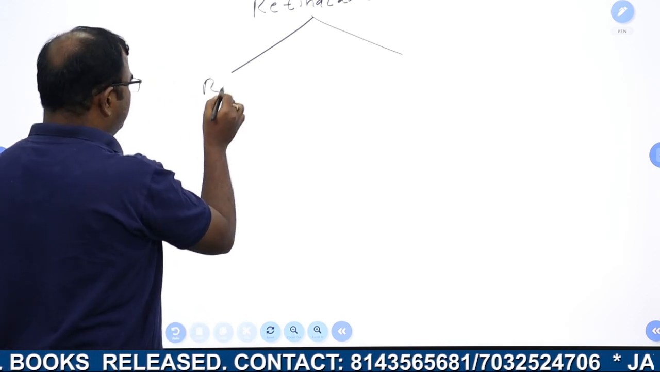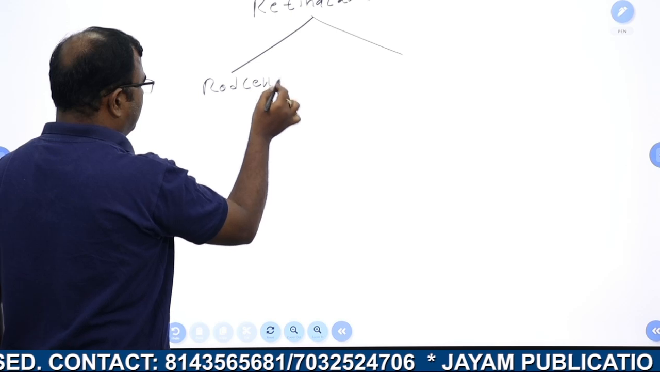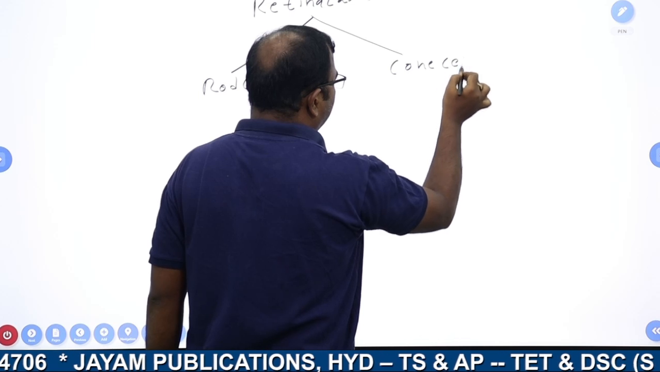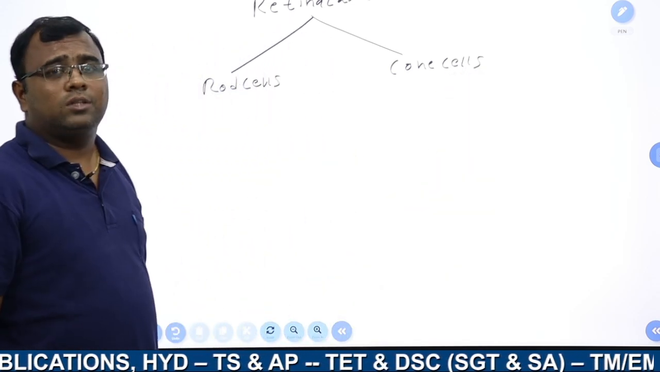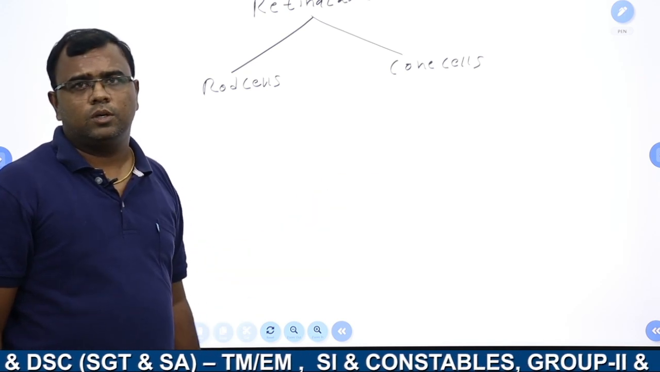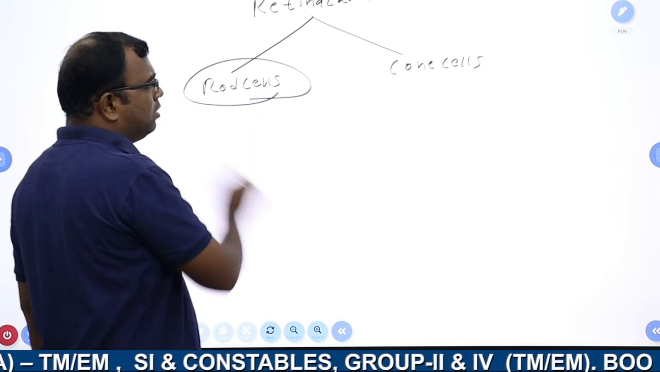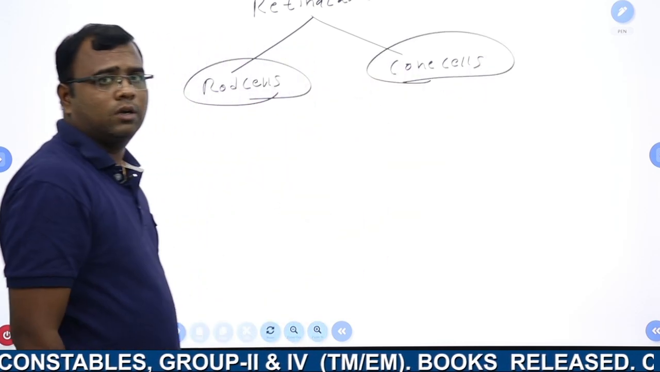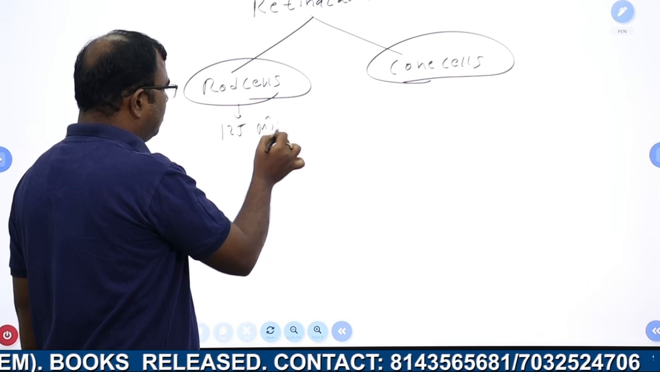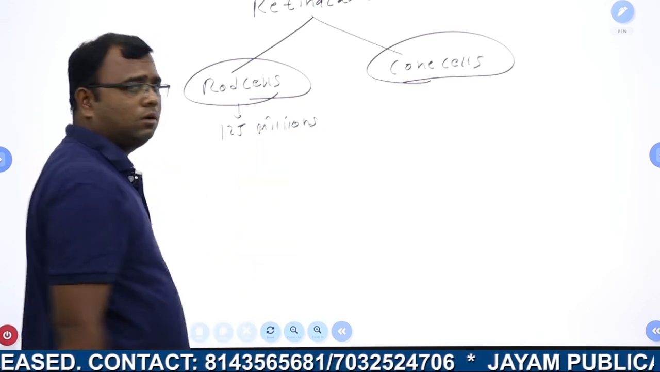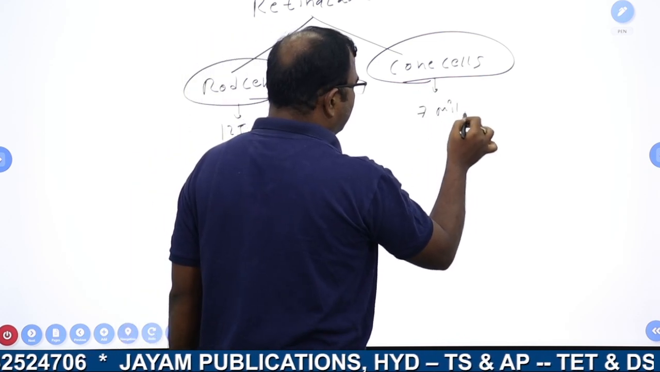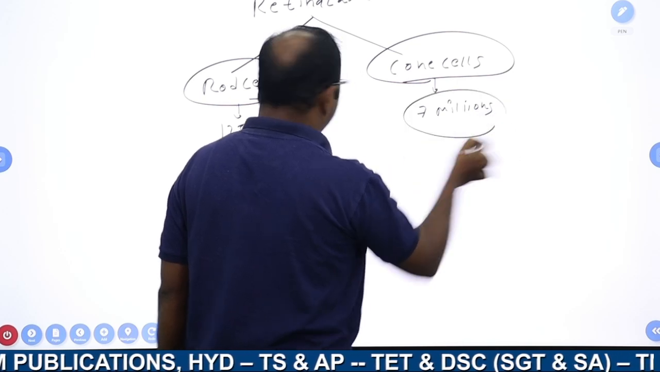The first cells are rod cells. The second cells are cone cells. The rod cells and cone cells are present in which part of the eye? The retina layer. The rod cells are more in number and the cone cells are less in number. The rod cells are 125 millions. The cone cells are only 7 millions.